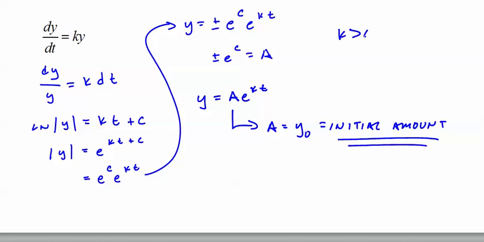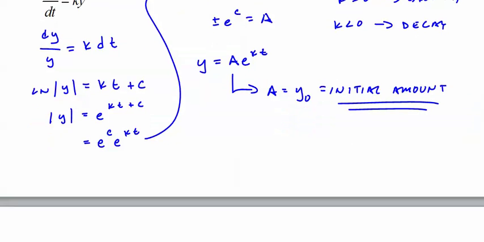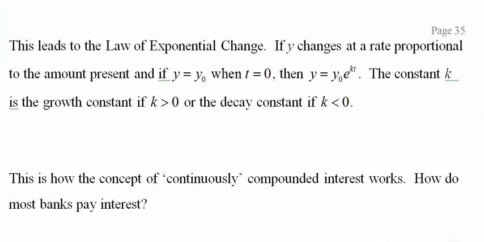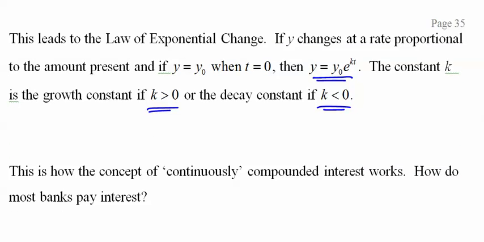If k is greater than 0, we've got growth, money, populations. K is less than 0, we've got decay. Lots of things, typically chemical breakdown, nuclear breakdown, things like that. So there it is. I like writing things down, but I also like keeping you on your toes.